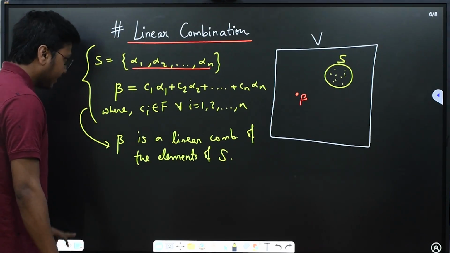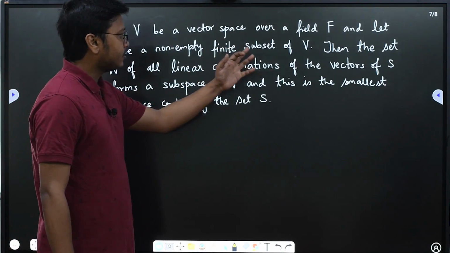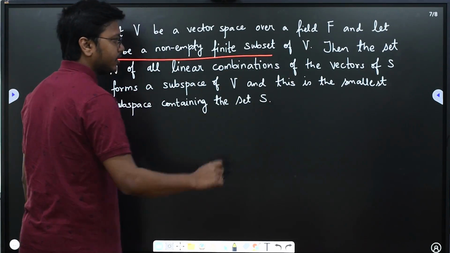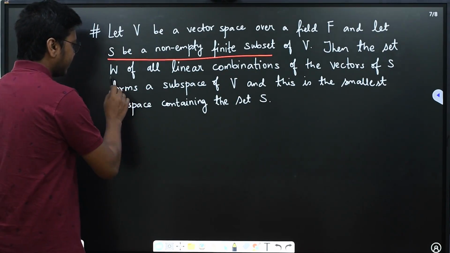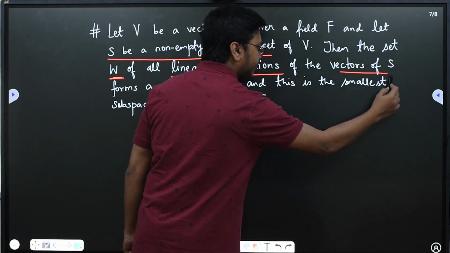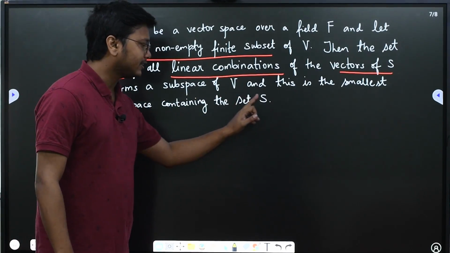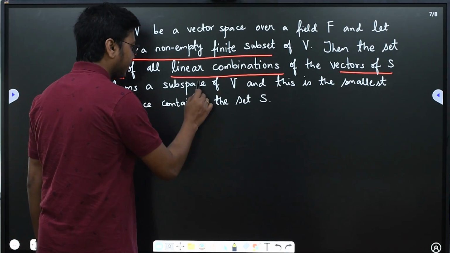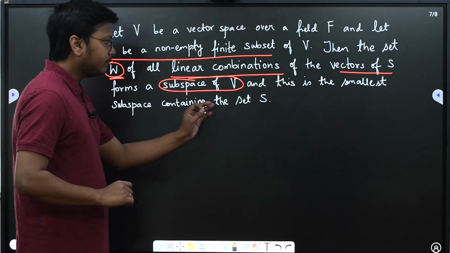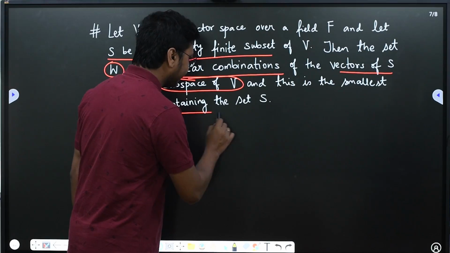Achha. So now let's look at this theorem. It's saying that if V is a vector space over a field F and S is a non-empty finite subset of V, then the set W, which is the set of all linear combinations of the elements of S, then we have to show that this W forms a subspace of V. Okay, we have to show W forms a subspace of V. And also further we have to show that this subspace is the smallest subspace containing the set S.